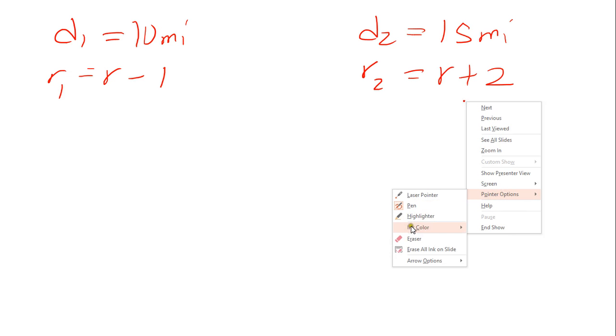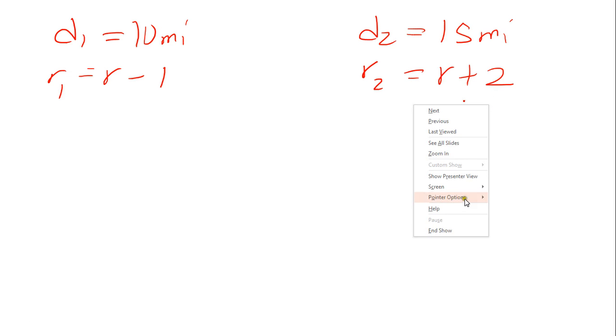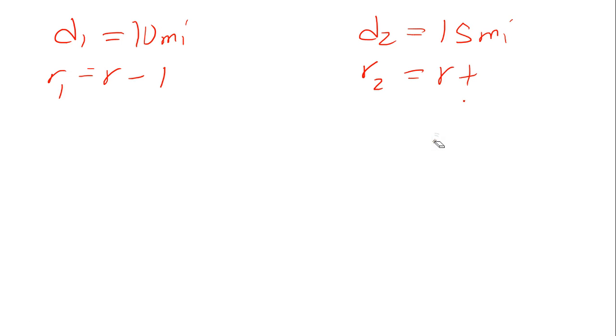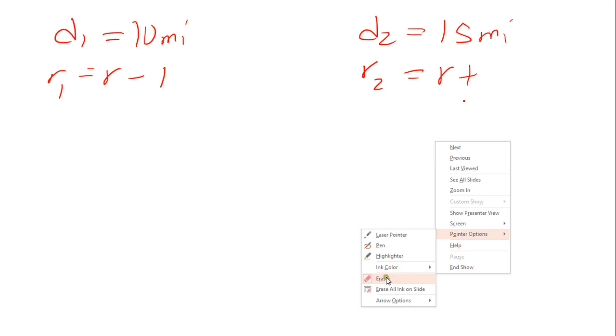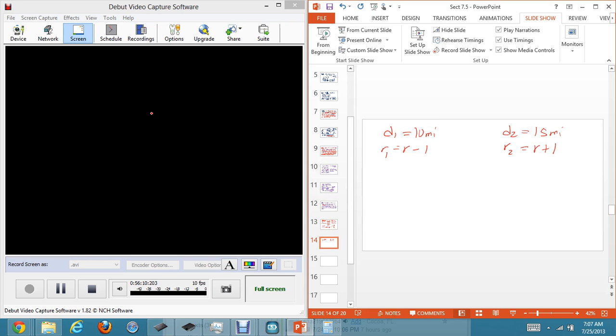Right, time on here. Pin. I don't want pin. Eraser. I hope I'm not running out of time on this recording. Alright, so let me check my timer. I got about 3.5 minutes, so I gotta conserve time a little. Current slide.